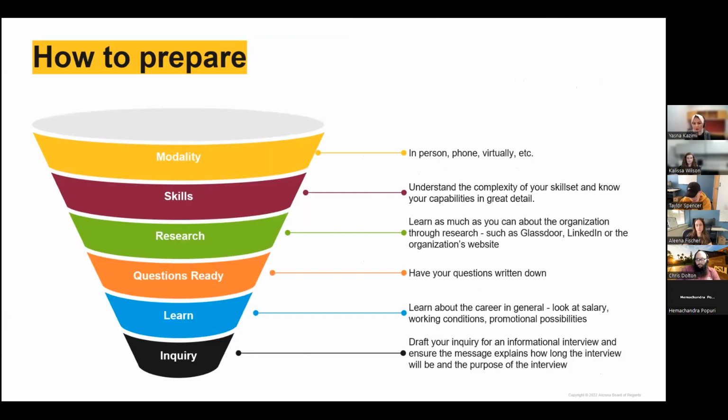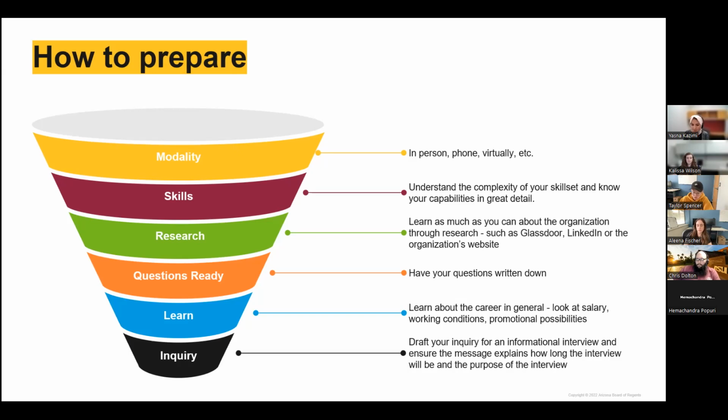And so how to prepare that? When preparing to schedule your information interview, there are some steps that we need to follow. So the first step is going to be modality, which is the way you are going to conduct your interview. It's going to be by Zoom, in person, or a phone call. What type of interview you want to have.